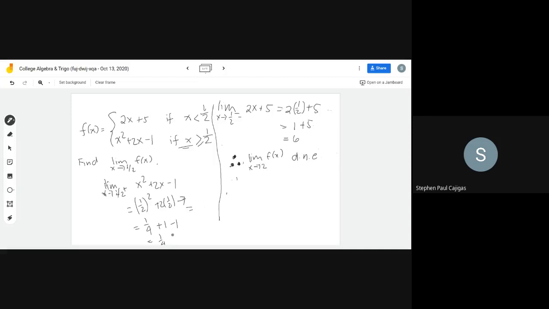But again, if both sides were equal, for example if both were 1/4, then the limit of f of x as x approaches 1/2 is equal to 1/4. Or if both were 6, then the limit would be 6.